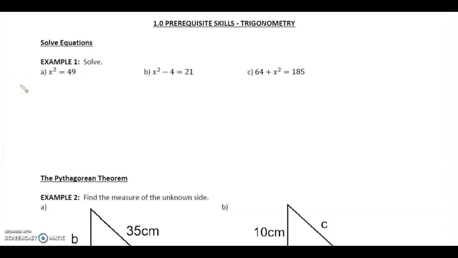Okay, 1.0 prerequisite skills for trigonometry. So first we're going to take a look at solving equations. So example 1, solve. We have for A, x squared equals 49.